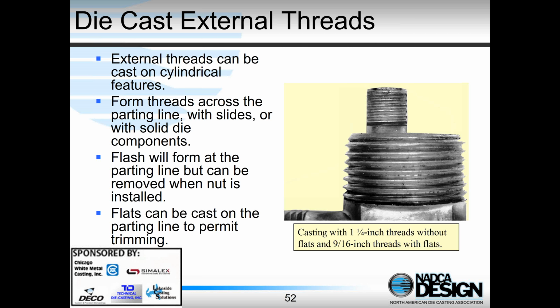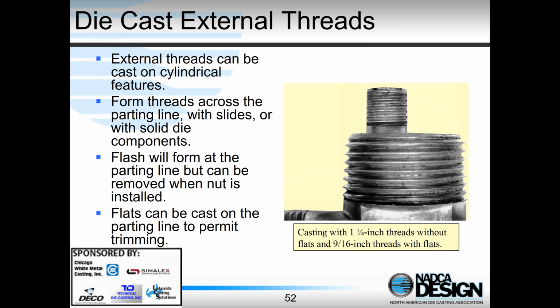And with as-cast threads, we tend to get flash on the parting line. So often what we do is put a flat on the thread at the parting line location. This allows the flash to be trimmed. Whether or not you do this depends really upon the application.